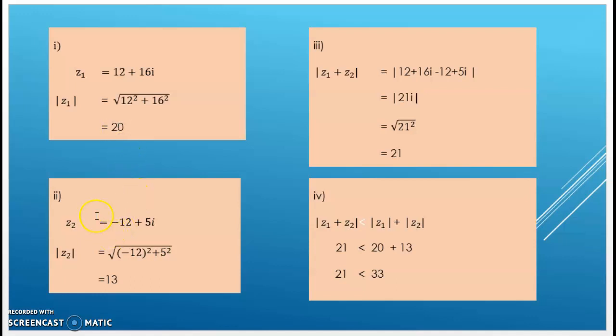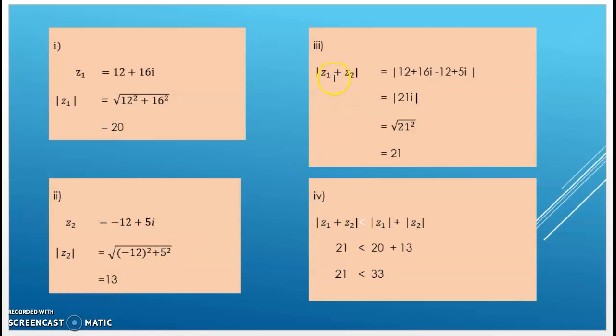Then, if I look at z2, z2 is minus 12 plus 5i. The modulus of z2 is the square root of minus 12 squared plus 5 squared. Straight into the calculator, 13.